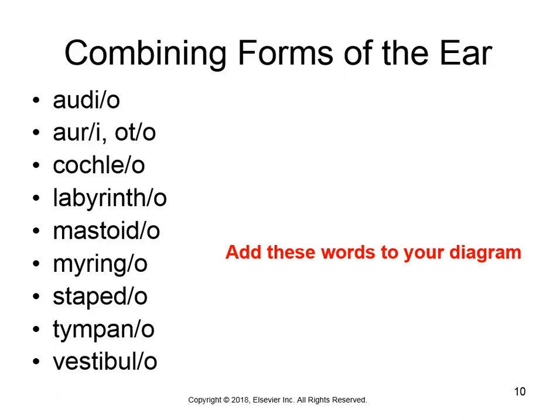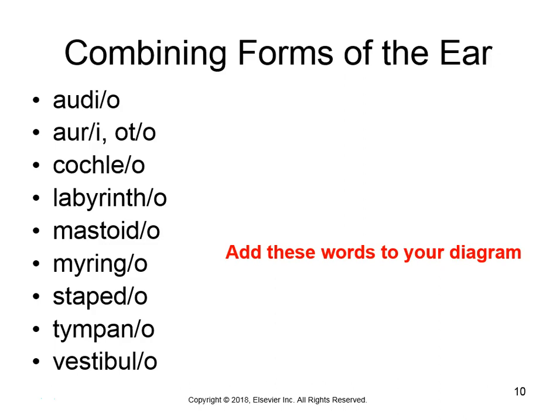Cochleo is for cochlea. Labyrintho is for the labyrinth. Again, as we mentioned previously, the inner ear is also called the labyrinth. So if you're really talking about any general issue with that inner ear portion that might not be cochlear specific, then you would use labyrintho. Mastoido is specific to the mastoid bone.